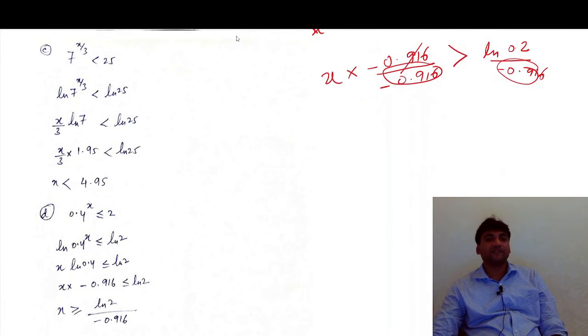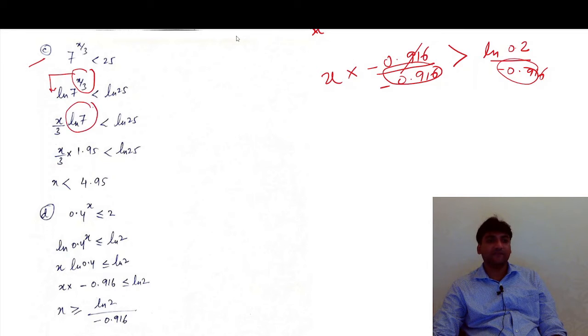So let's check this one, the C part. This is 7 to the power x over 3 less than 25. So first we have to apply ln on both sides, then the x over 3 will come over here, then x over 3 ln 7 less than ln 25. I told you to just not divide by ln 7.